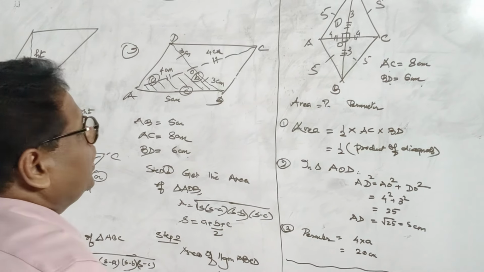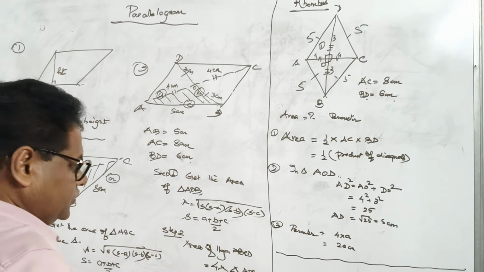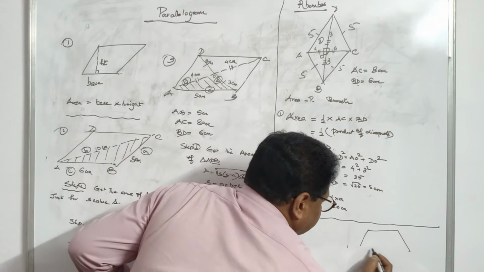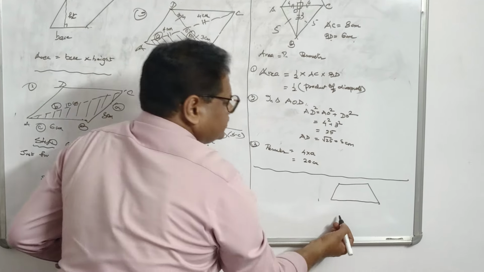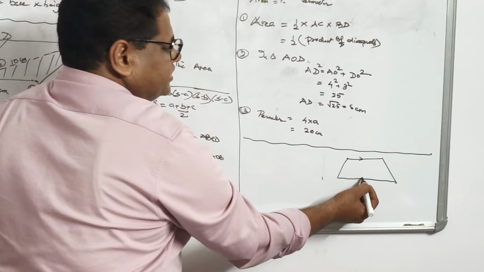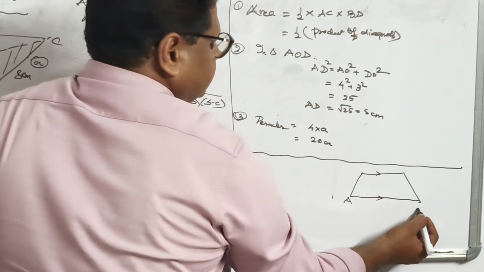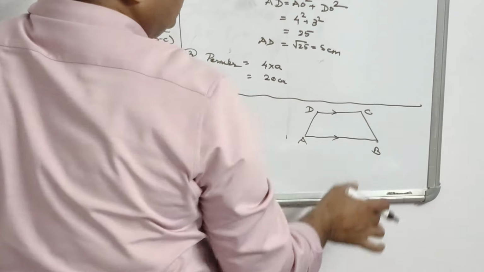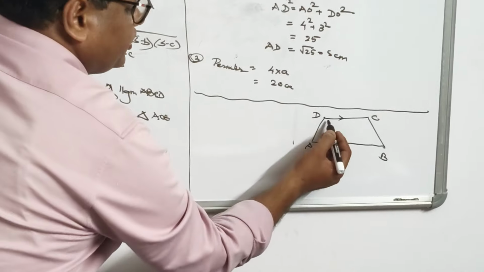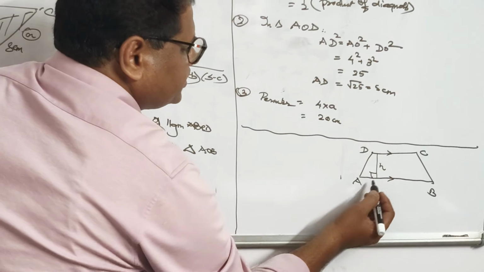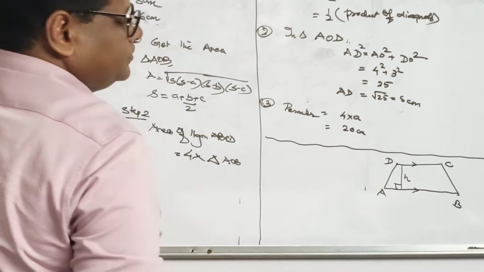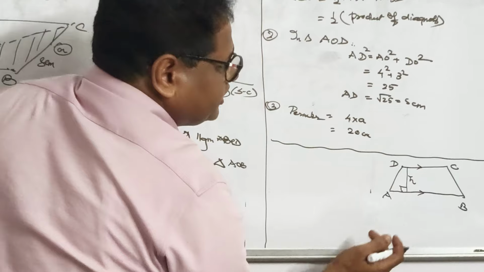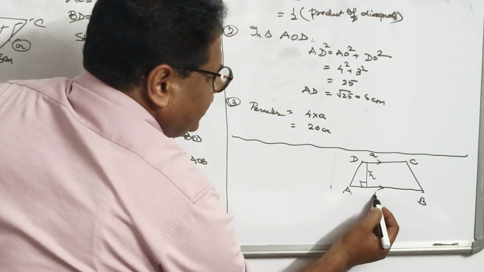Now we are considering a trapezium. You know what is a trapezium? It is a quadrilateral in which one pair of sides facing each other are parallel. That means this is parallel to this, only one set, and the other sides are non-parallel. That means AD is not parallel to BC. For such a figure, you will be given the height of the trapezium, and the parallel sides are given as A and B.